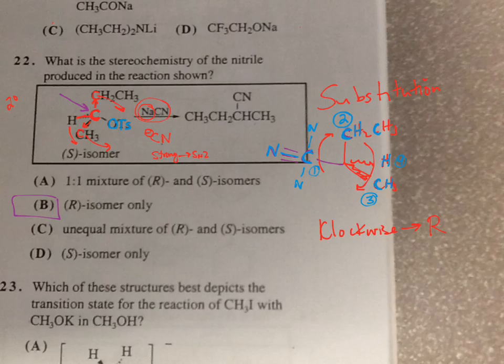That says R. Before I finalize my answer, I want to make sure that my lowest priority, number 4, is indeed dashed, and it is, which means my answer is the R isomer only. Make sense? When you do backside attack, you only get one product. Backside attack will only get you one product. Okay. Why? It all happens at the same time. Okay. That's why you only get one product.